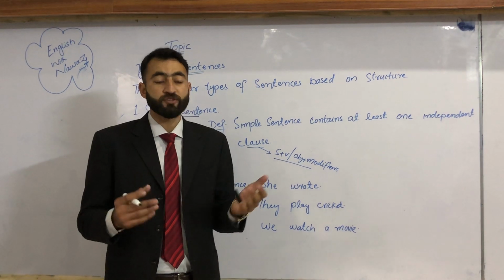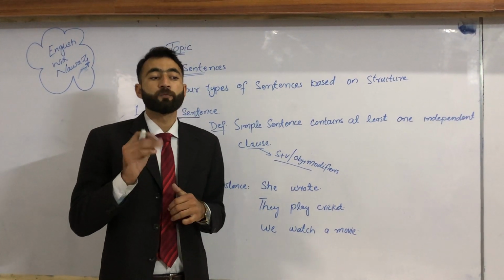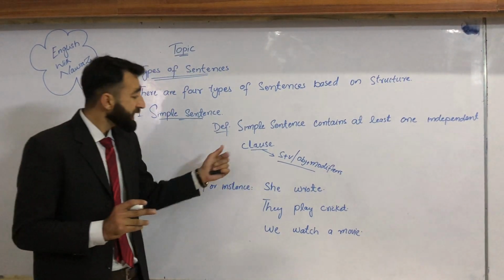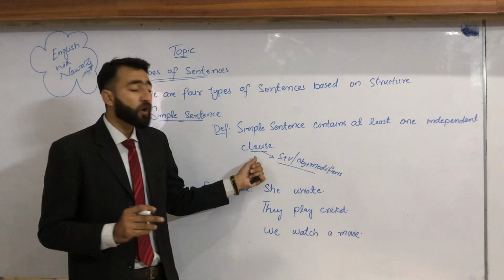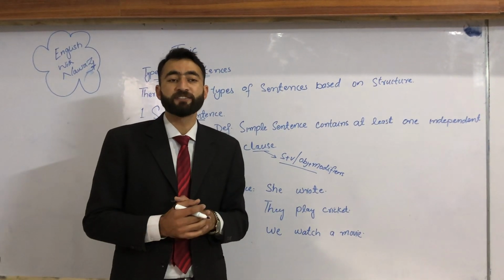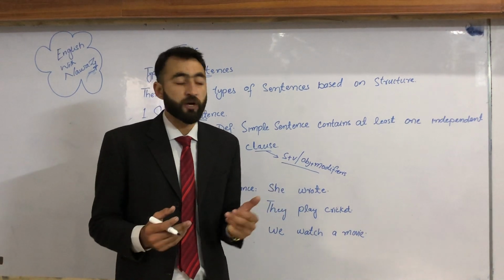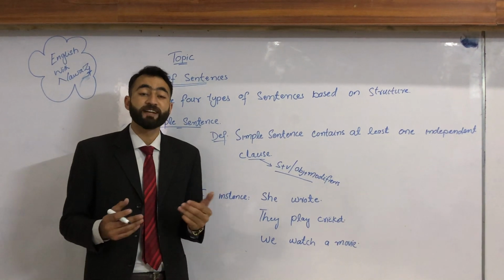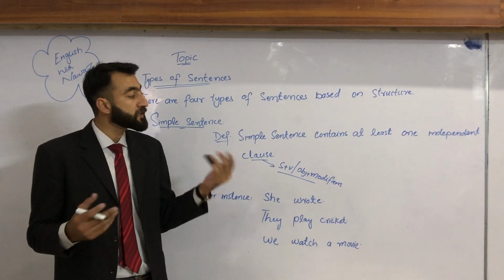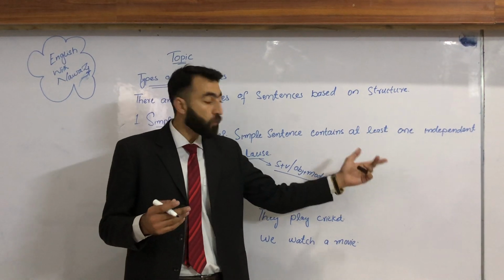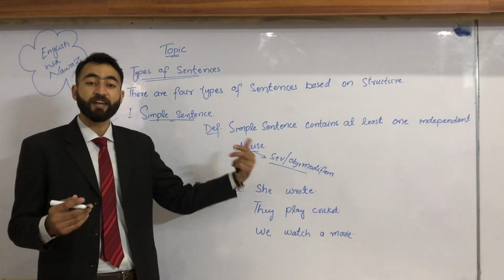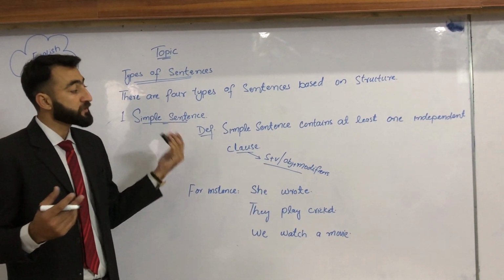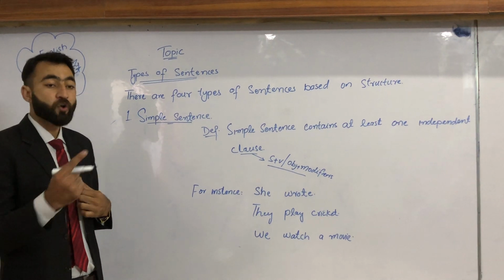When we discuss clause, a clause has only 2 things. The one is subject and the second one is verb. Then I said independent clause. A clause is a group of words that contains subject and verb. But here I said independent clause. An independent clause is a clause that can stand alone. The one is independent and the second one is dependent. Why do we use independent clause? Because it can stand alone. So that's why a simple sentence contains at least one independent clause. So it is called simple sentence.